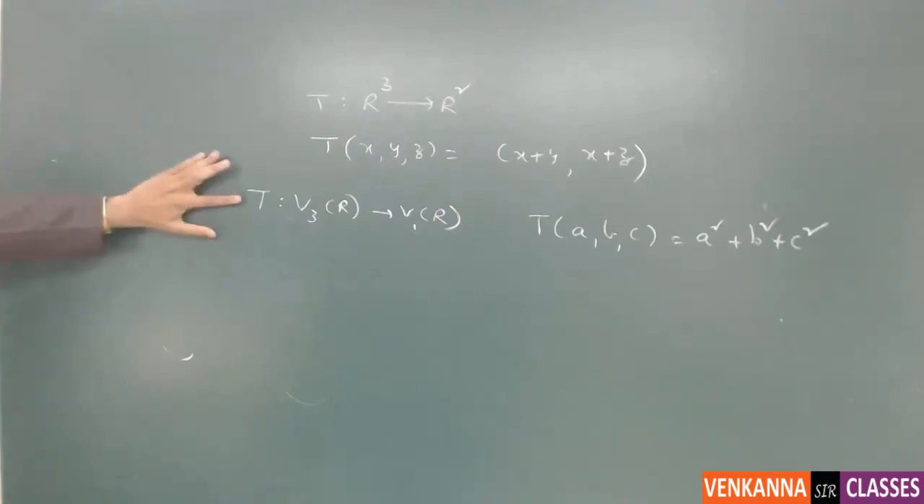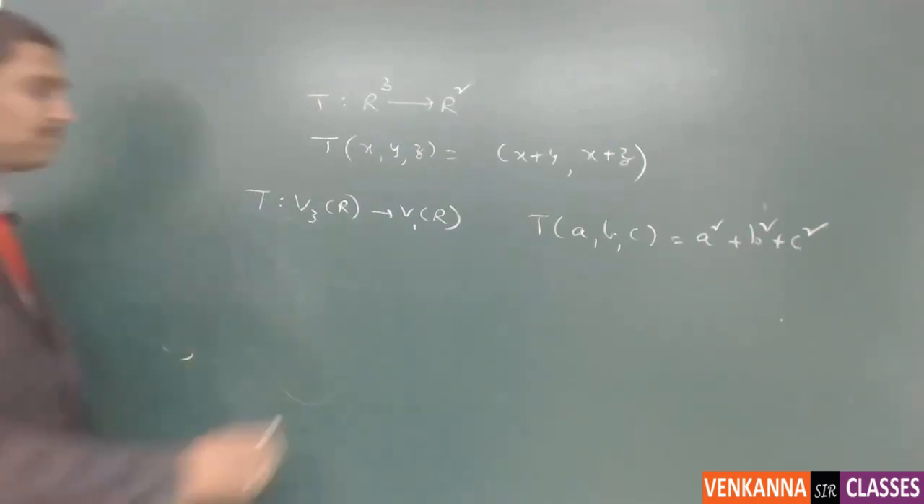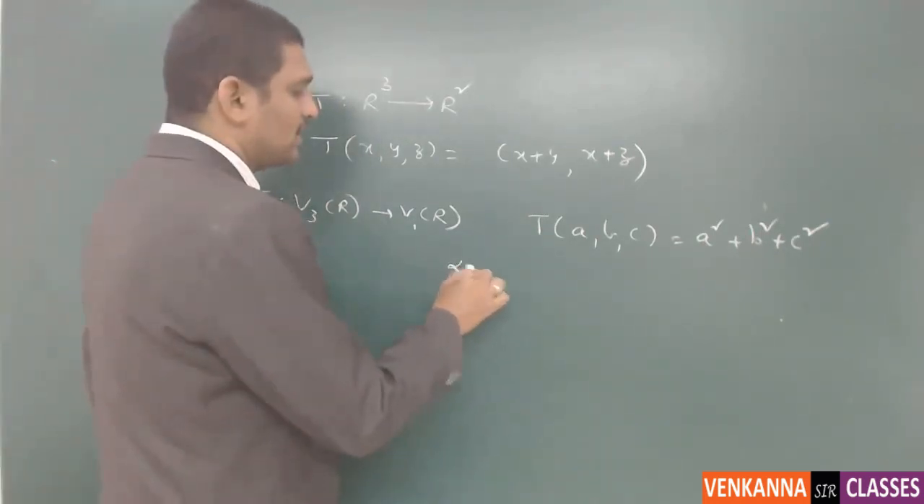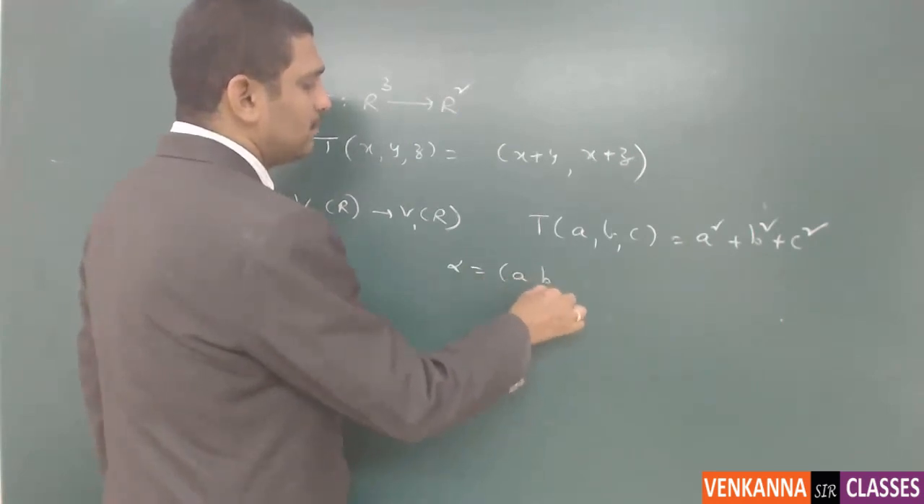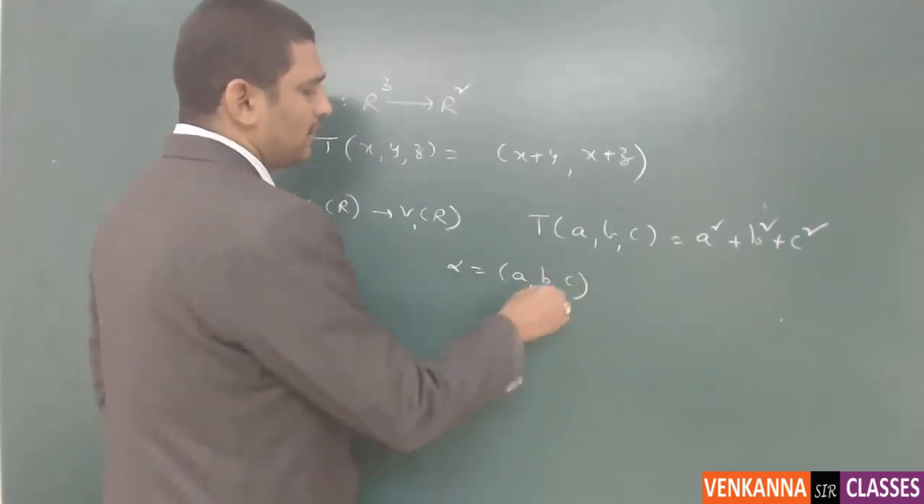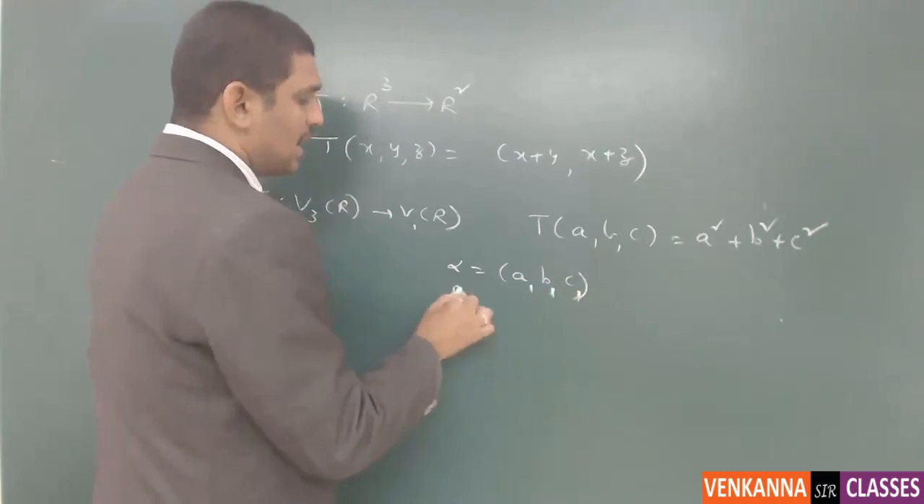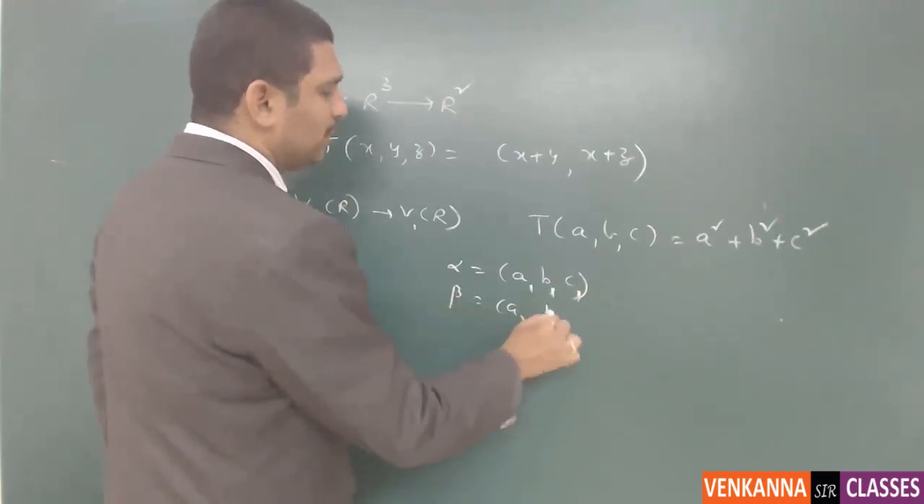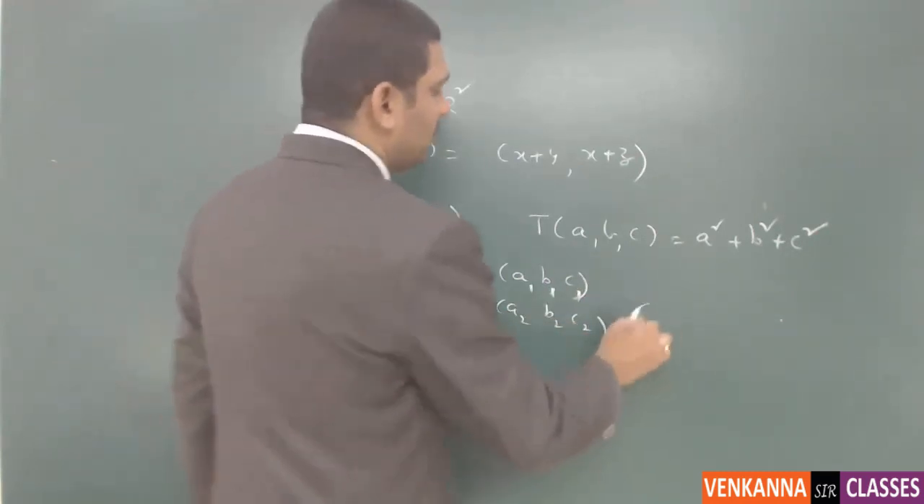If you observe, T is a function from R^3 to R^1, nothing but you are converting a three-dimensional thing into a one-dimensional thing. So let us do the part. Say alpha is equal to (a1, b1, c1) and beta is equal to (a2, b2, c2). Take them in the domain.